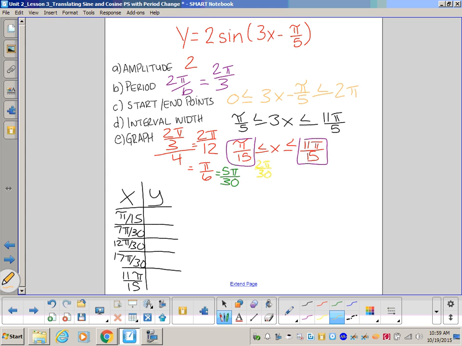Okay, so we're dealing with sine. Sine starts at 0, goes to 1, then to 0, then negative 1, then 0. My amplitude is 2, so I multiply them all by 2.